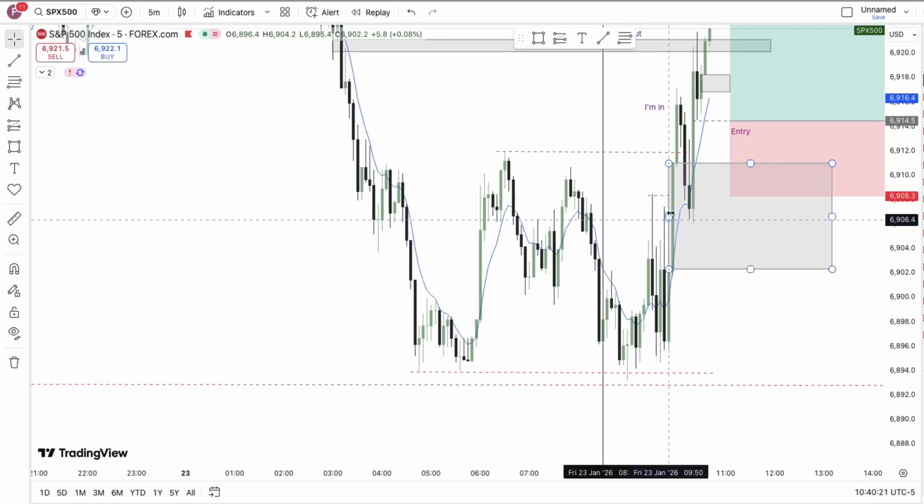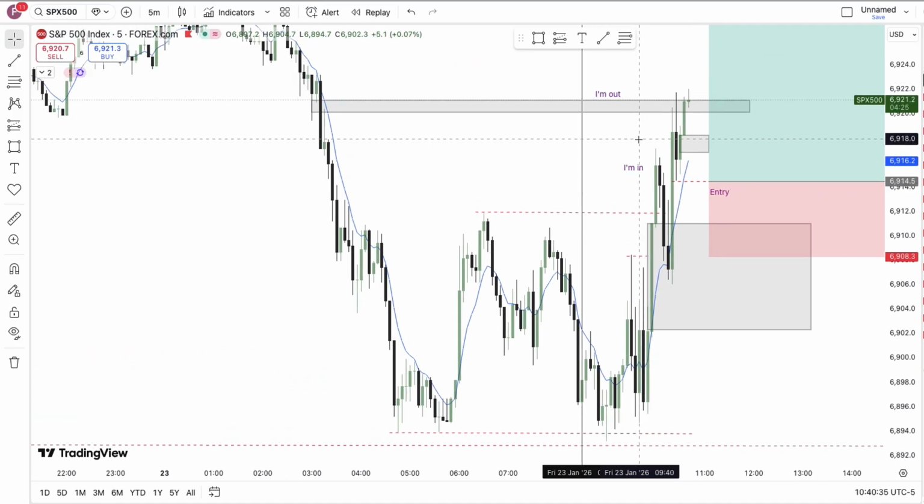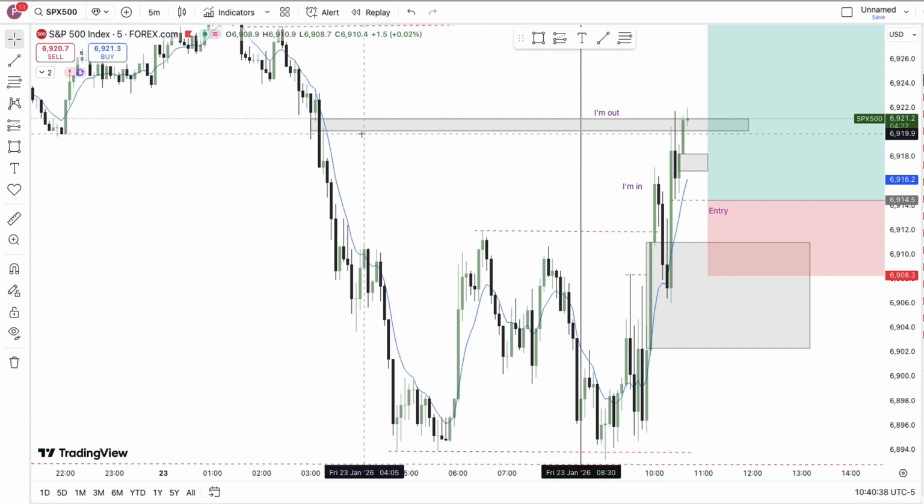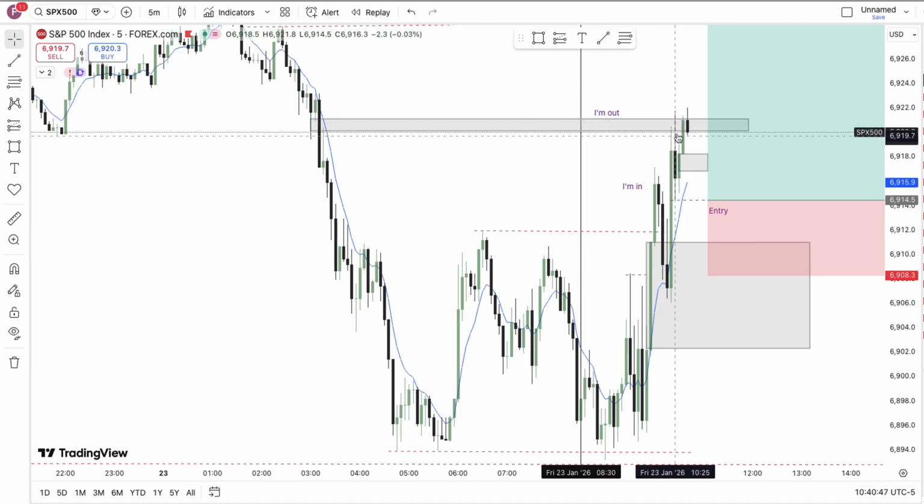So I waited for price to get to the fair value gap below this. I mean, at this point, but it traded below it, and that's where I got in. Then I waited for price to show signs of rejection, and I could see here there's a fair value gap here. So once price rejected, I stepped out, waited for another retracement to this fair value gap. Price retraced here, and that's where I got in again.